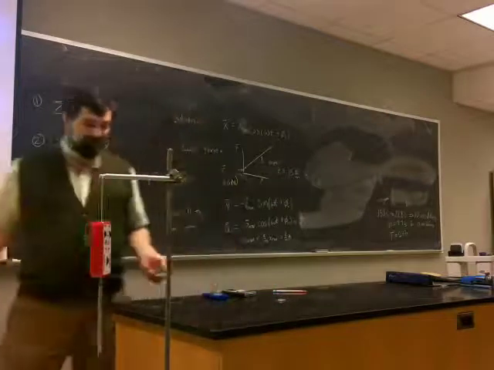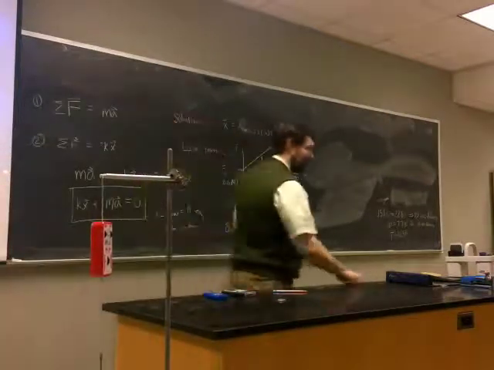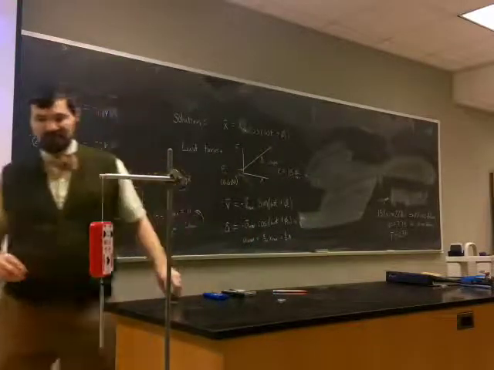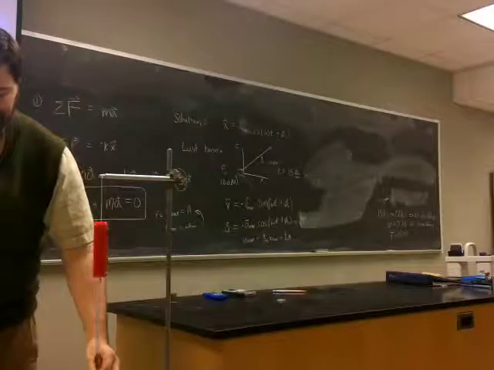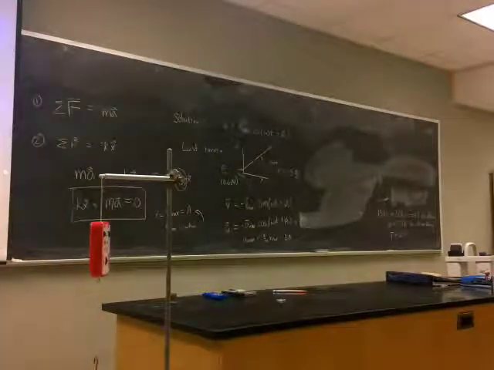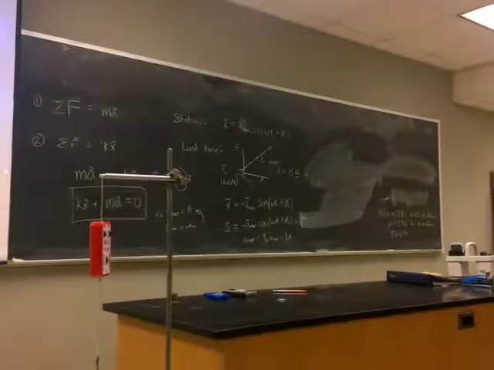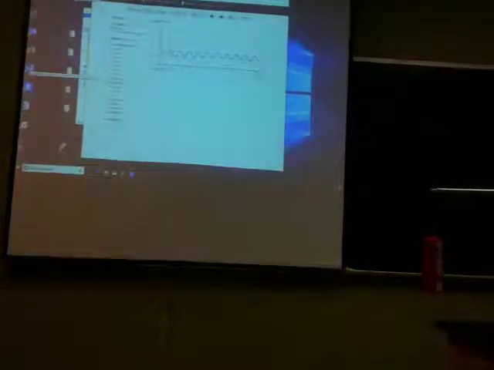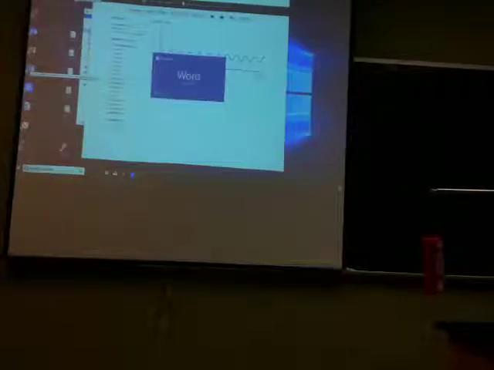So now let's repeat it. This time we'll put 400 grams on it. 400 grams. Now, before I do anything else, I did say today was the first day that we'd have our clicker. So let's do a quick clicker quiz. It'll be a simple one. Basically, if I double the amount of mass that's on the end of this, we'll make it even easier. If I increase the amount of mass that's on the end of this, what do you think happens to the period of oscillation?